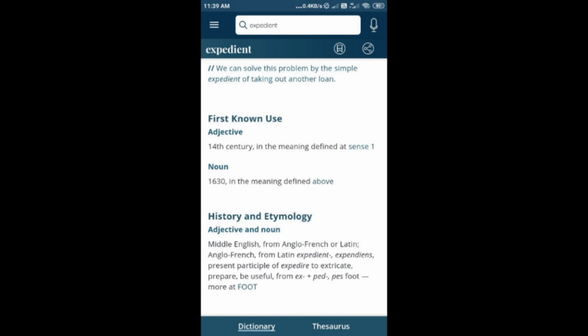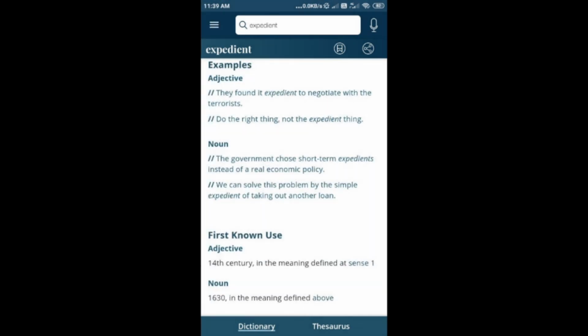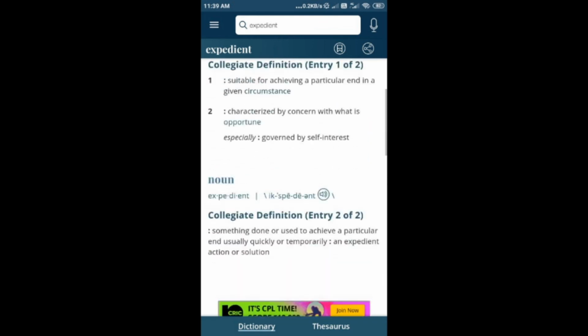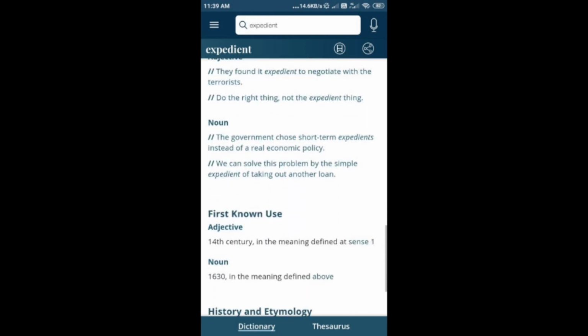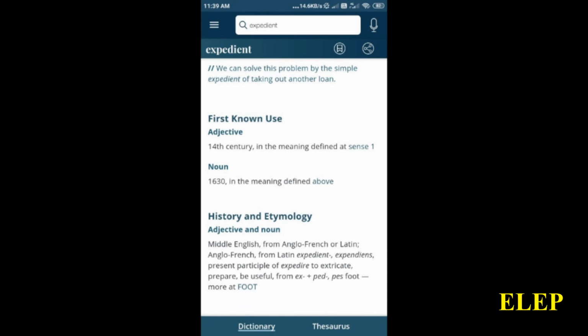You could use the dictionary as a pronouncing dictionary. You could use this as a dictionary. You could use this as a thesaurus. You could use this as an etymology dictionary, right? It gives you sentences in which the word you are looking for can be used. It gives you synonyms. It gives you antonyms, right? So it gives you examples, and all of this in your handheld device called the smartphone. And that is why I request all of you to go for an online dictionary, which is far better than using an offline dictionary or a printed dictionary.